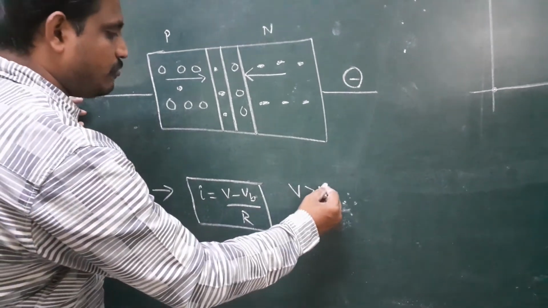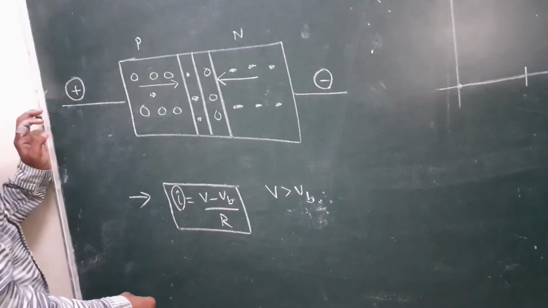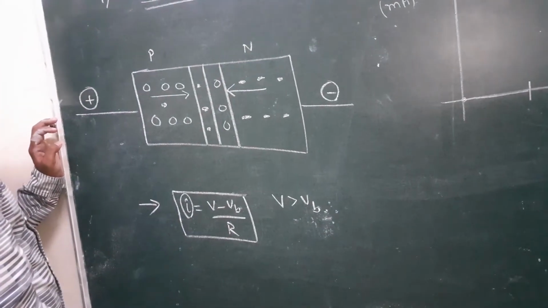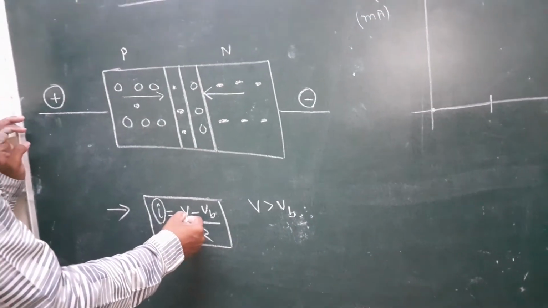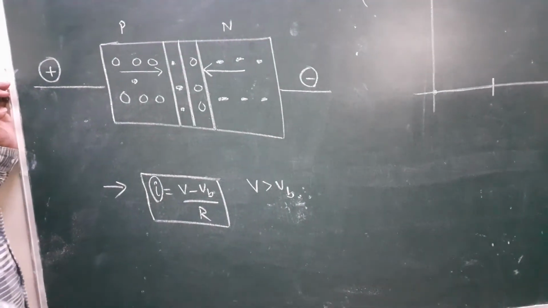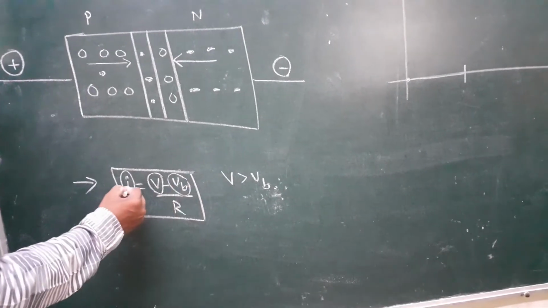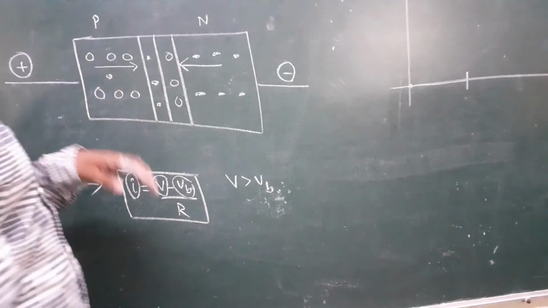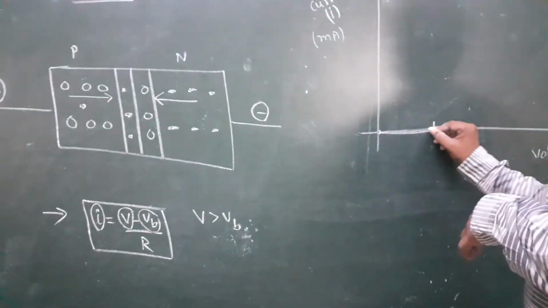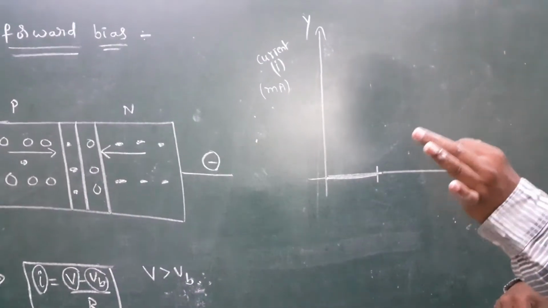Current flows when V is greater than VB. The current formula in forward bias is I equals V minus VB divided by R, according to Ohm's law. Here V is the applied voltage and VB is the barrier voltage. The applied voltage must always be greater than the barrier voltage for current to start. Up to here, V is less than VB, the applied voltage is less than the barrier voltage.